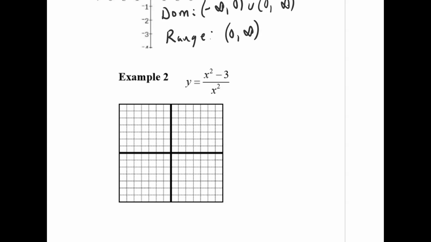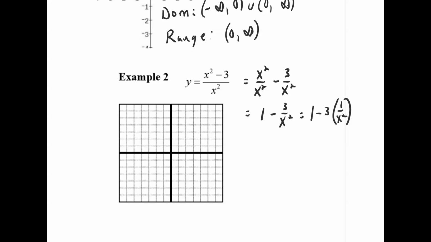So we have to start out by rewriting this. We're going to rewrite this as x squared over x squared minus 3 over x squared. In other words, what I'm really looking at here is 1 minus 3 over x squared. Now, if I really want to write this as an inverse square transformation, I'm going to change it one more time as 1 minus 3 times 1 over x squared.